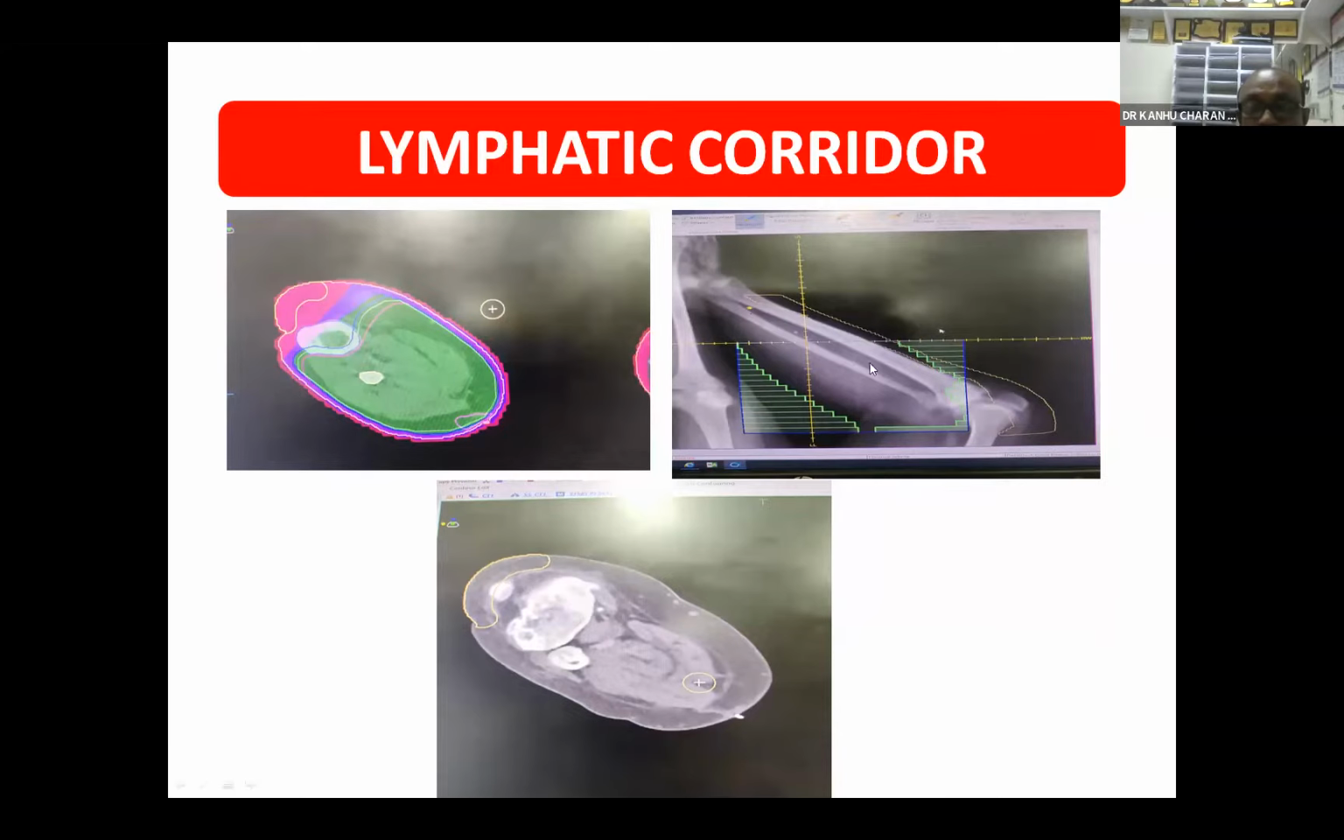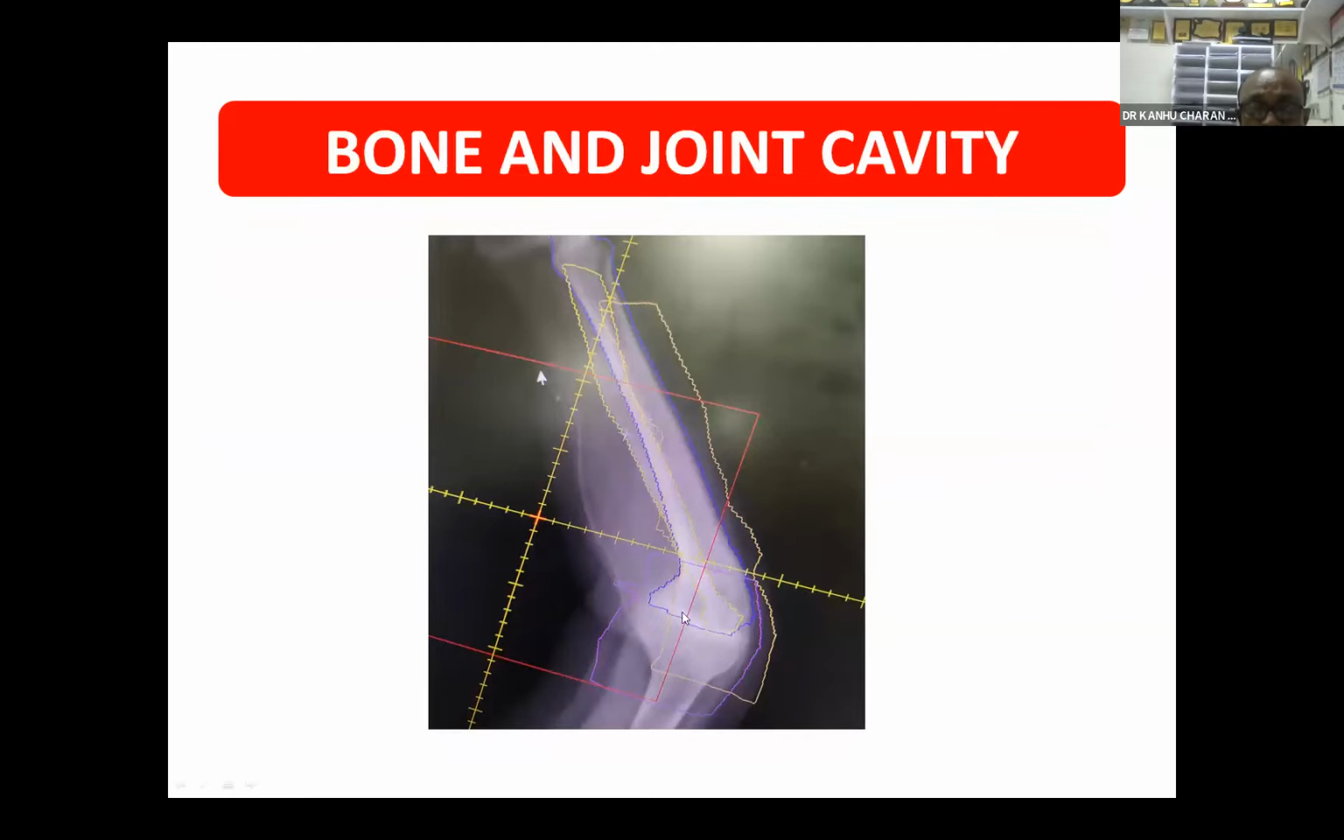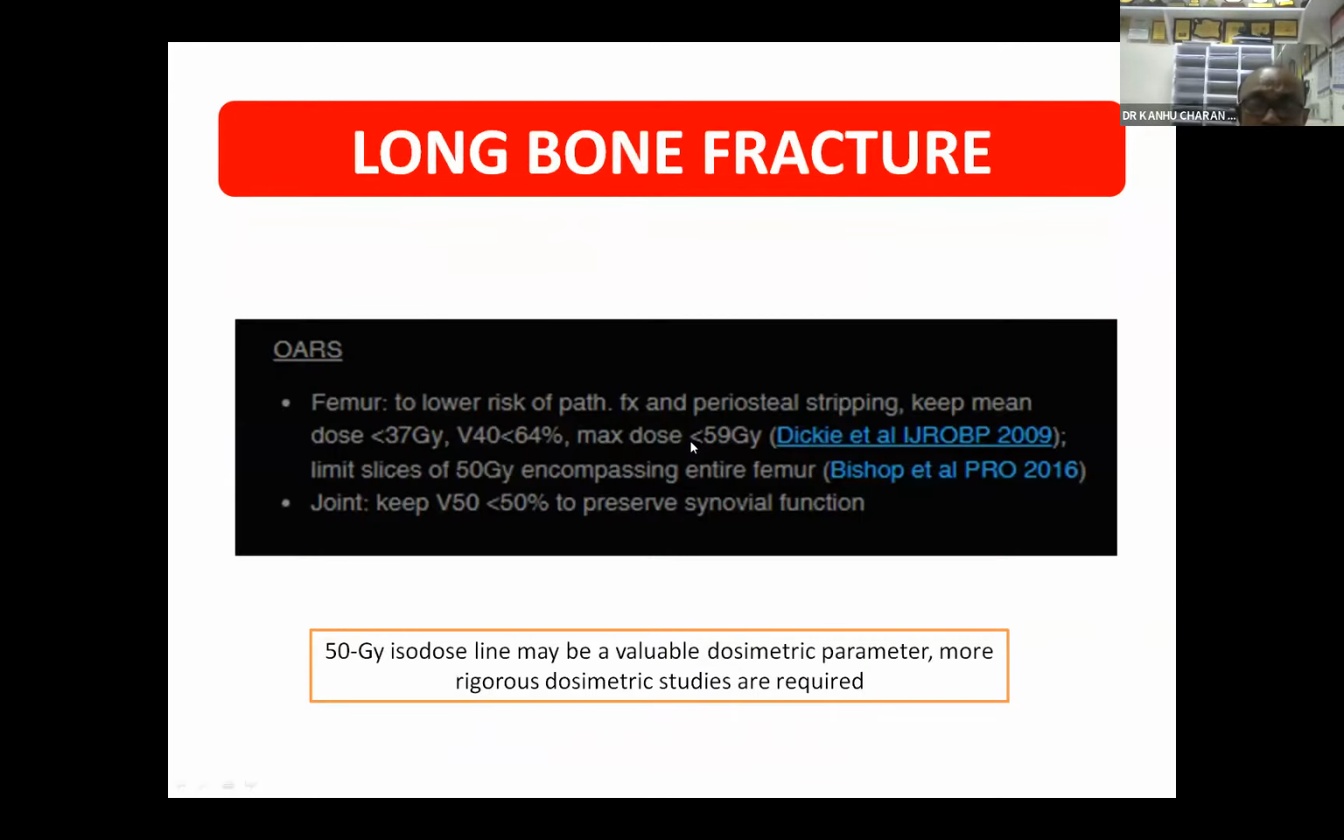Remember, a 1 to 2 centimeter circle along all areas of the PTV margin, below 5 centimeter and above 5 centimeter, contour, and try to keep this dose minimum, ALARA, or at least less than 20 gray, so that the lymphatic drainage will be possible. There will be less chance of post-treatment lymphatic edema. So you have to contour the bone also, the joint cavity, and the lymphatic corridor. There is a good article in the Red Journal published in 2009.